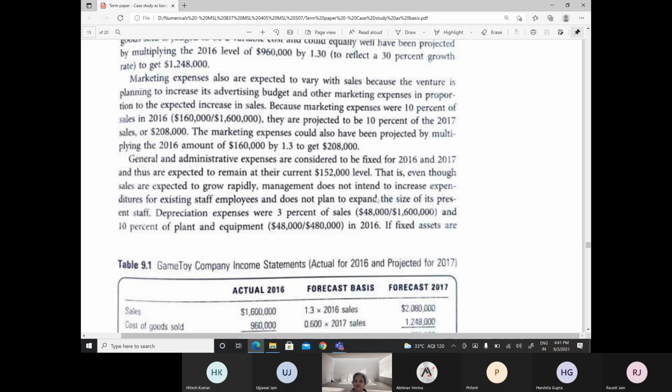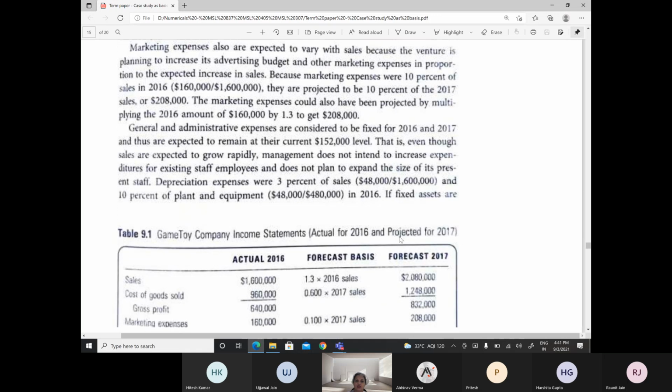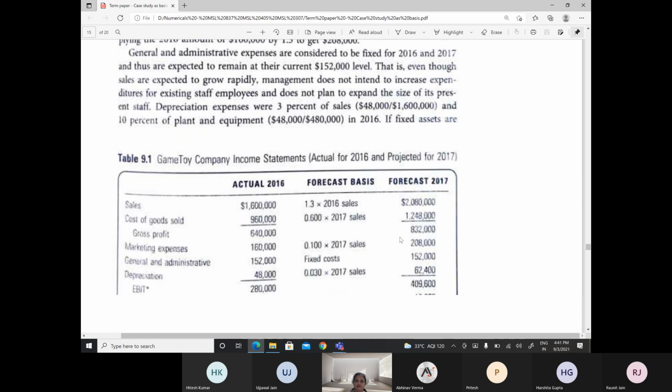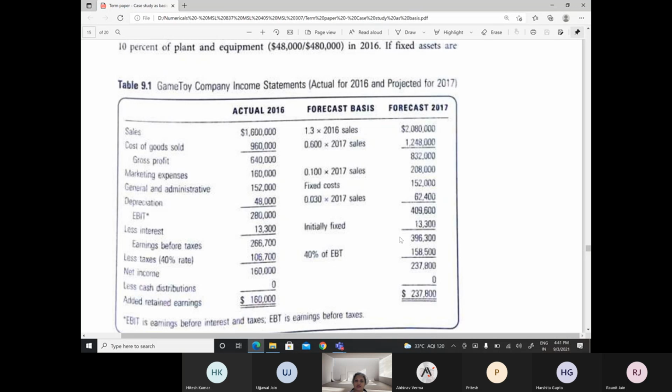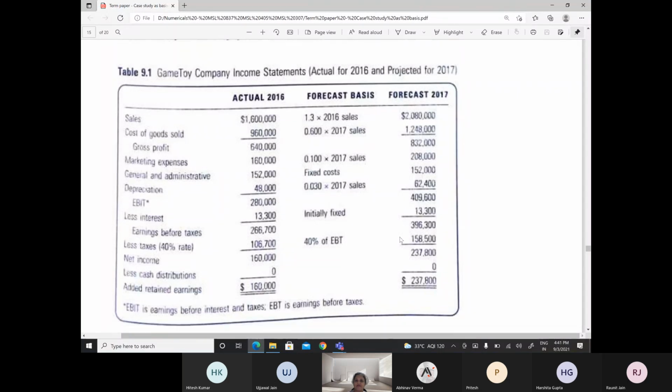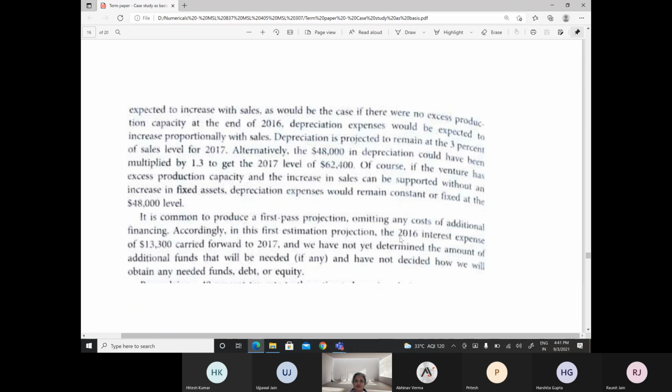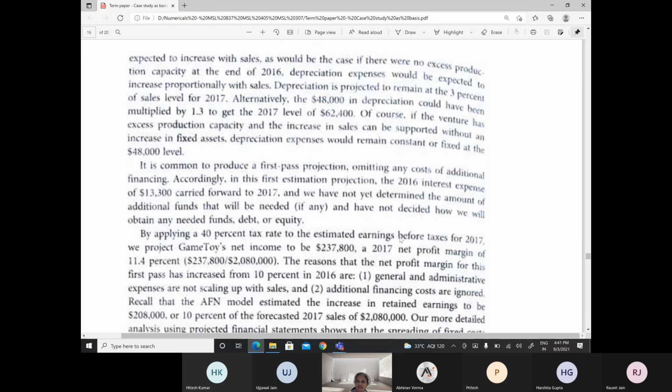Depreciation expenses were 3% of sales and 10% of plant and equipment in 2016. If fixed assets are expected to increase with sales, as would be the case if there were no excess production capacity at the end of 2016, depreciation expenses would be expected to increase proportionately with sales. So depreciation is projected to remain at the 3% of sales level for 2017. Alternatively, the 48,000 in depreciation could have been multiplied by 1.3 to get the 2017 level of 62,400.